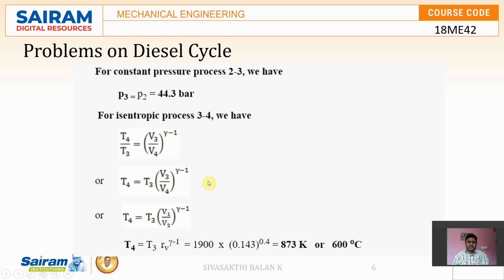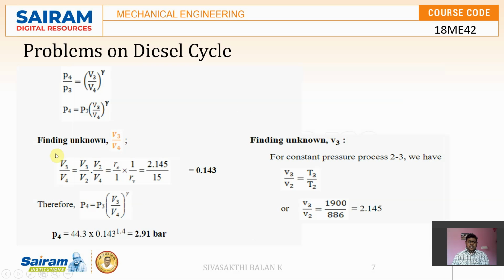Now, we do not know the value of V3 by V4. Let us see how we can calculate the unknown V3 by V4. V3 by V4 is nothing but, V4 is equal to V1, because the process 4 to 1 is a constant volume process, and here I am going to multiply and divide by the term V2, so that there will not be any change in the overall relation. So, V3 by V2 and V2 by V4, and V4 is V1. So, V2 by V1 we know is the compression ratio, and V3 by V2 is nothing but the cutoff ratio.